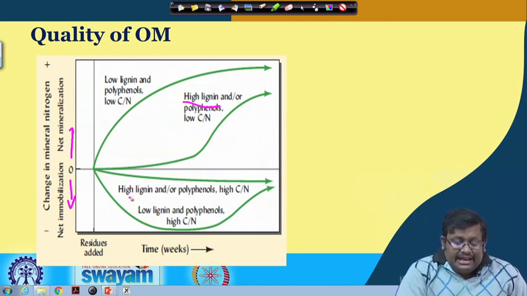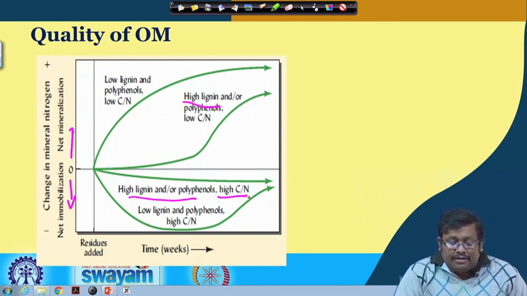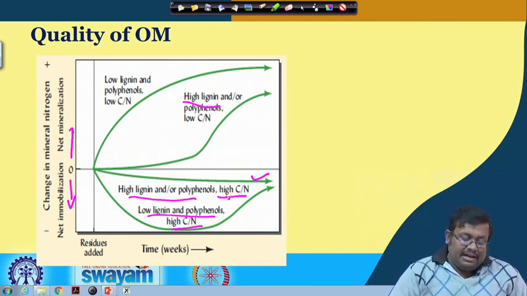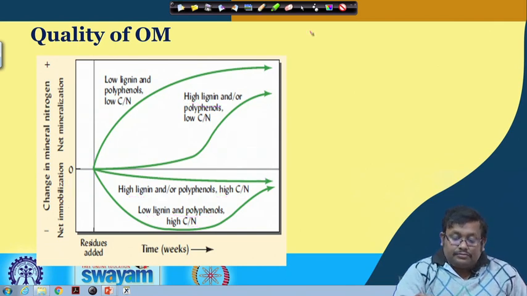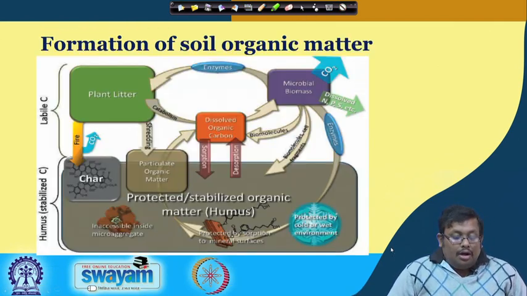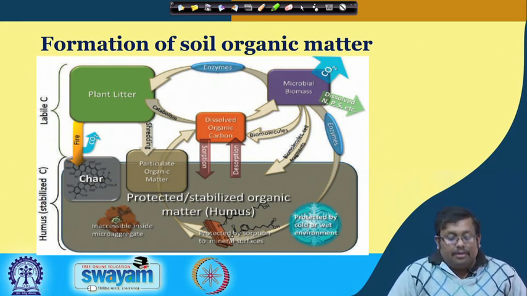Now, in case of high lignin and polyphenol and a high C:N ratio, obviously there will be net immobilization. And with low lignin and polyphenol and a high C:N ratio, that will also go with net immobilization. So that shows the quality of organic matter is a very important determinant of the rate of decomposition. Alright. Now you see how organic matter basically forms.